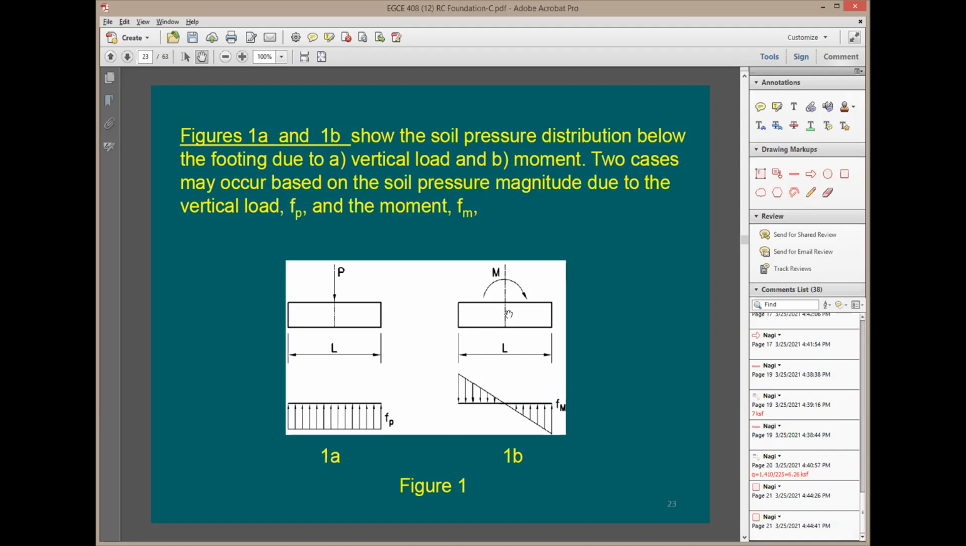So I'm going to say here that in reality, I'm going to have moment and axial load. And the stress at this side, I'm going to call point 1, and this side, I'm going to call point 2.